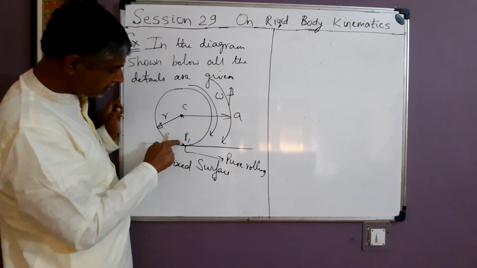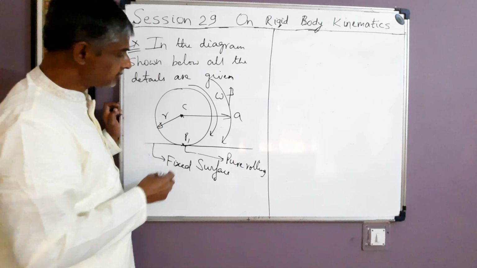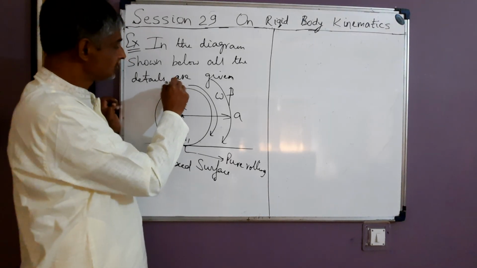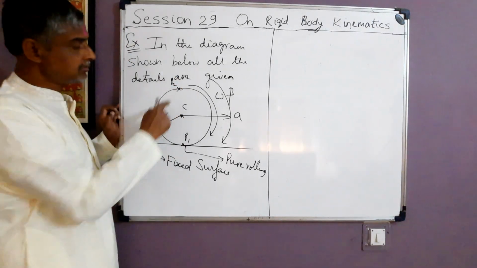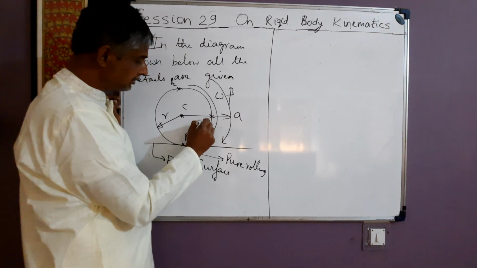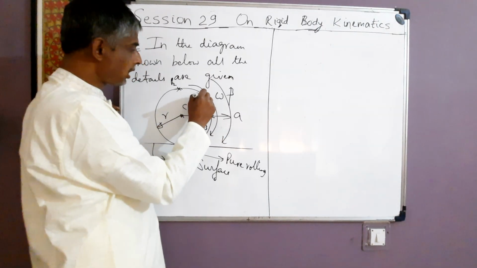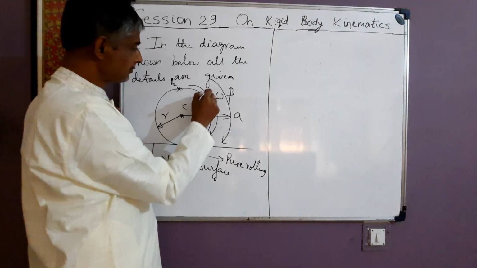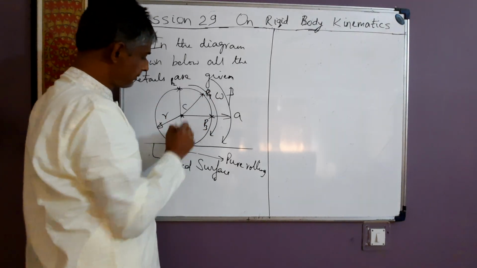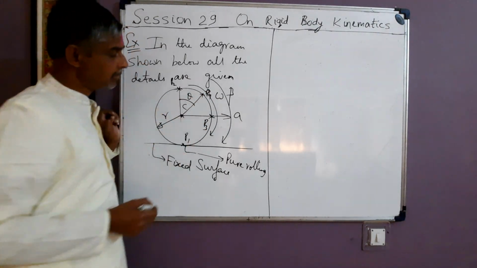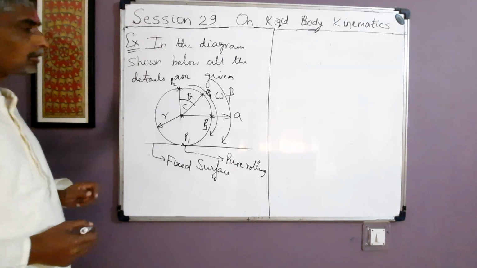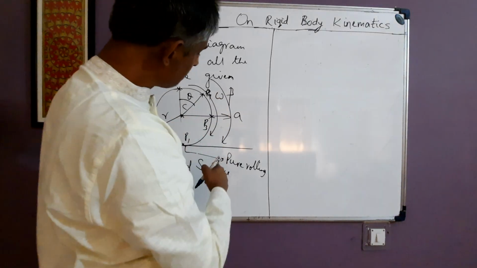P1 is the material point of drum in contact with the ground at this instant. P2 is the highest material point of drum. P3 is the material point on the circumference of drum at the same horizontal level as center C. This angle theta. So all these quantities A, omega, beta are with respect to ground.